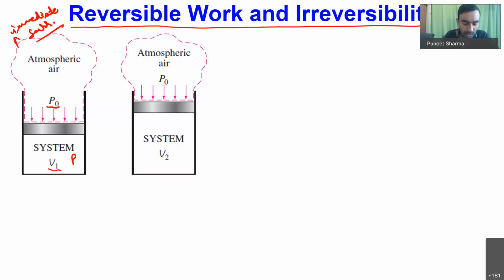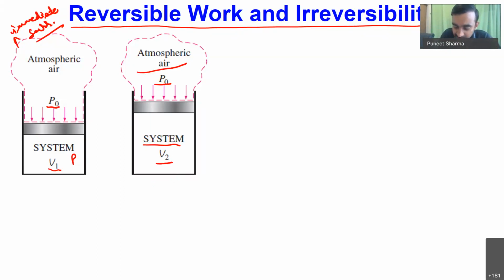Now, while we have this piston over here, every time we will have some P naught pressure from the atmosphere, which is actually acting on the system. After this, we have the second state of the system. In the second state, we have some volume V2. And over here, once again, we have atmospheric air, and this pressure P naught is actually acting over the piston.